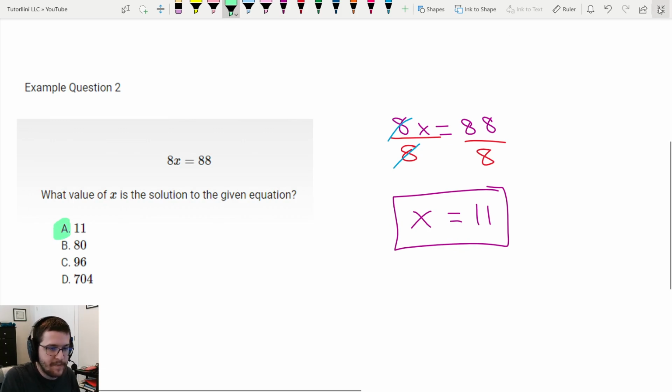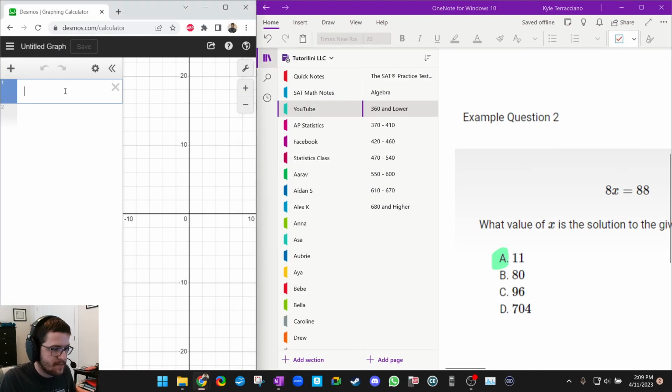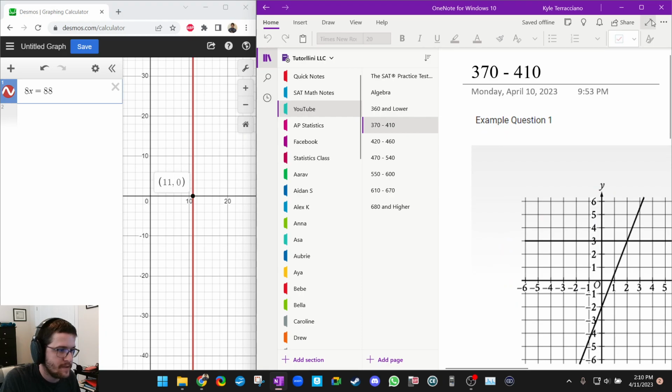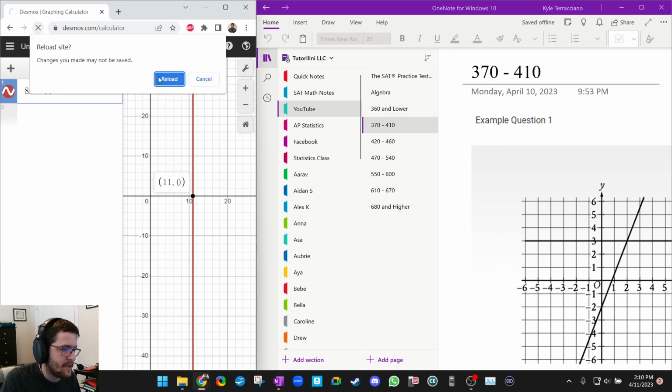And I want to remind you that on the digital SAT, you can use Desmos, and you can type in most equations just like that and solve it just by clicking on it. So we also get 11 from doing it that way. Great, let's move on to the 370 to 410 band.